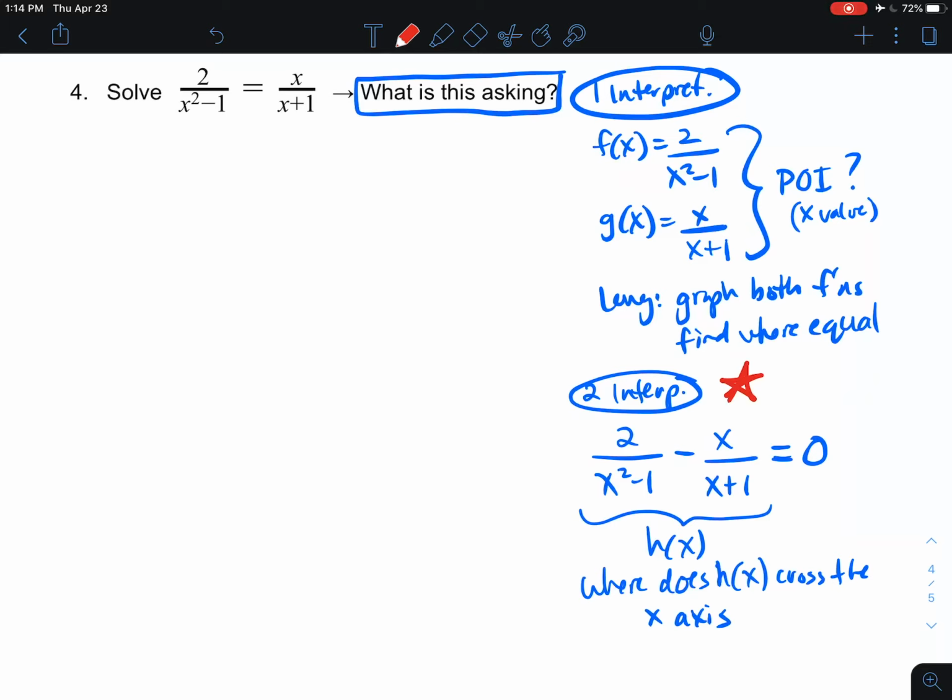I want you every time to move all the terms over to one side. I don't like that phrase, moving terms over to one side of the equation, because you're not really doing that. What you're doing is subtracting the same term from both sides. But I know students like to use that phrase, so I'll use it here.